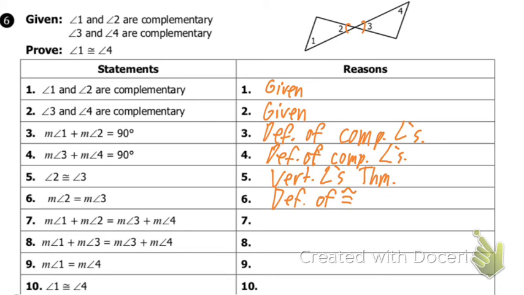So the vertical angles theorem says that if two angles are vertical, they're congruent. It doesn't say their measures are equal. It's true that their measures are equal, but the theorem itself says they're congruent. So we have to take one more step and say, what does congruent mean? Well, it means their measures are equal. So you just have to take that one extra step.